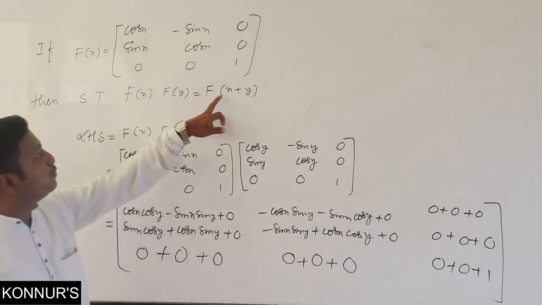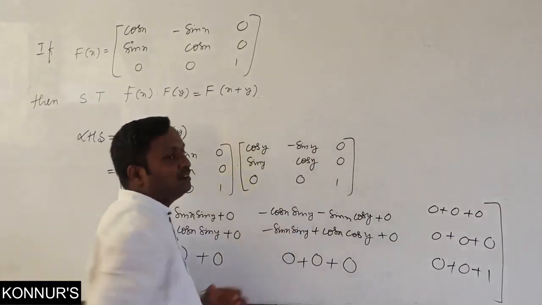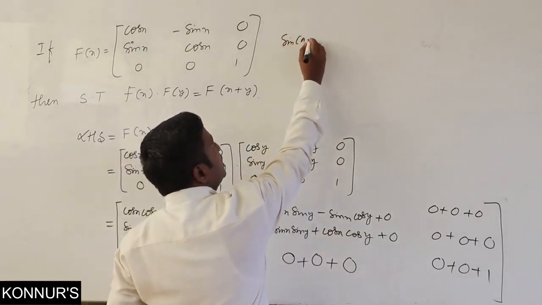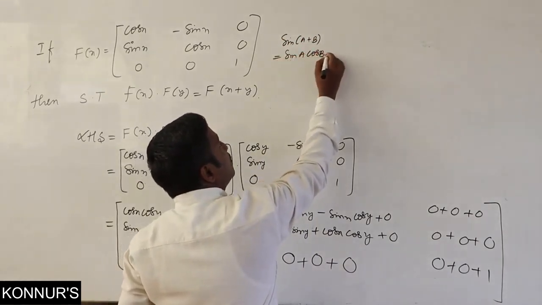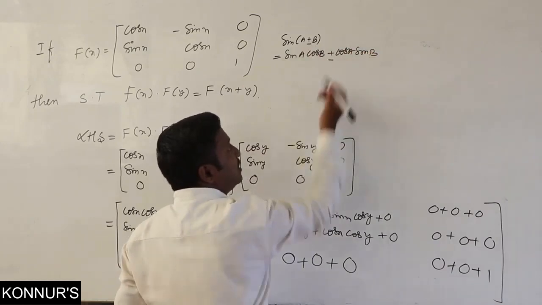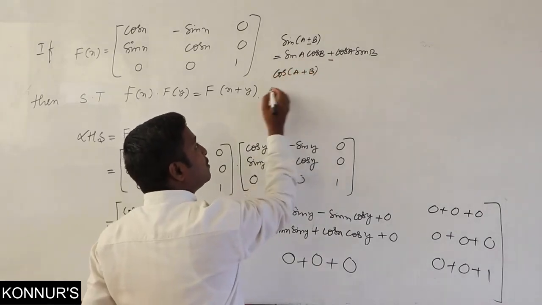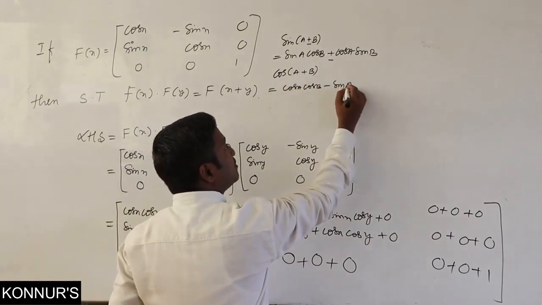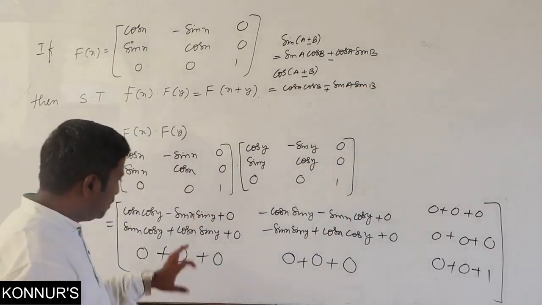We have to show that it is equal to f of x plus y. And you must know a very basic formula of trigonometry. For example, we know that sine of a plus b equals sine a cos b plus cos a sine b. If it is minus, it is minus. Just remember. And cos of a plus b equals cos a cos b minus sine a sine b. If it is minus, it is plus. We know the formula. Apply here.